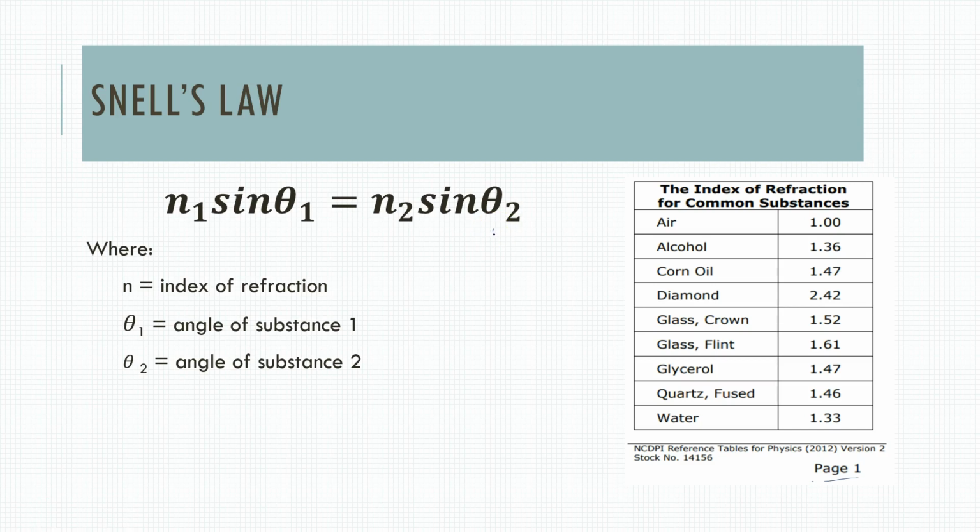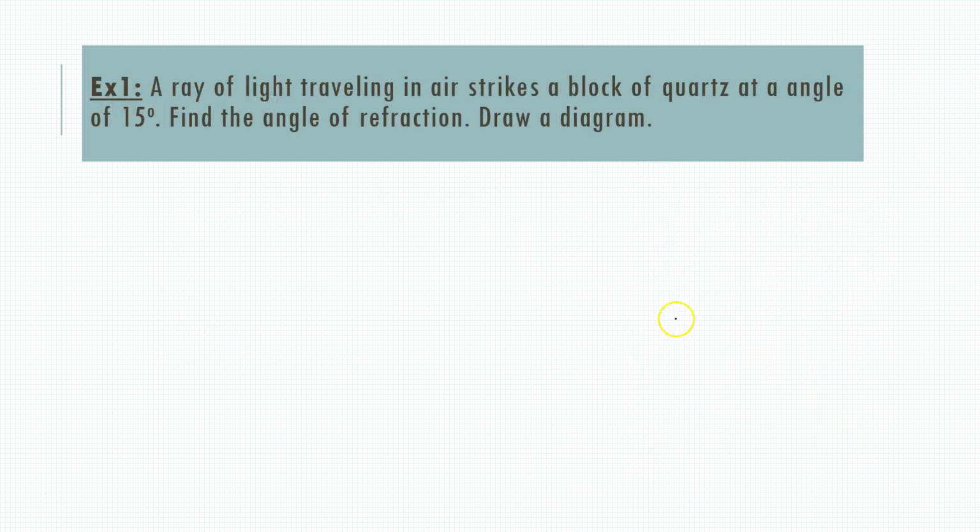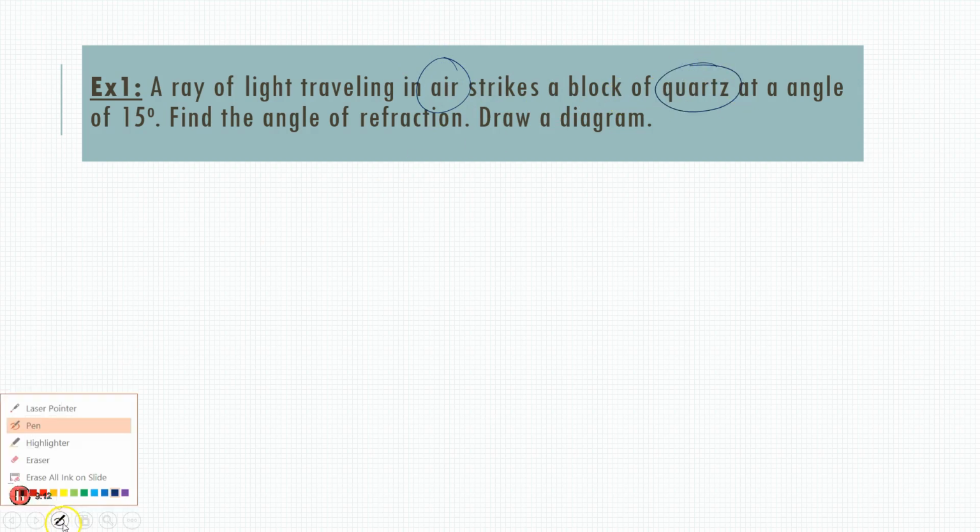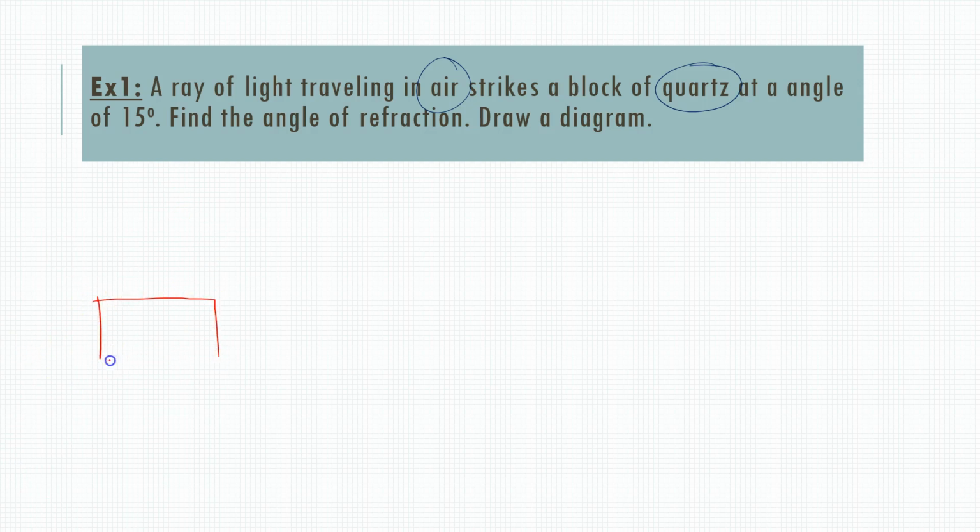So I have some example problems for us. I'm going to be getting my numbers from this table right here unless otherwise given in the problem. So here's an example. It says a ray of light traveling in air strikes a block of quartz. So there are our two substances: we have air and we have quartz. And it hits the block of quartz at an angle of 15 degrees. So here's what we need to do. I prefer to draw this out so I can see what's happening. There we go. So we have a block of quartz right here.